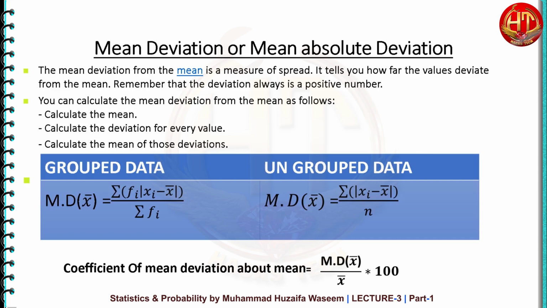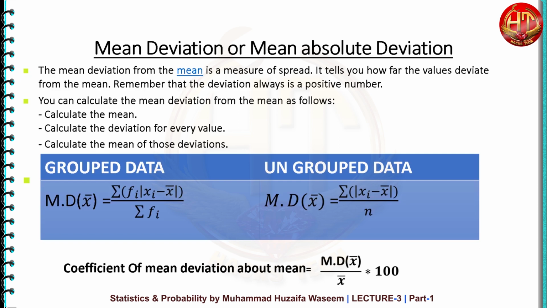First, you have to calculate the mean of the given data. After that, the second step, calculate the deviation for each value, which is xi minus x bar. Then calculate the mean of those deviations. Actually, the mean of deviations of individual values in the data set from their actual mean is always equal to 0. So such a measure of 0 would be useless as an indicator of variation.